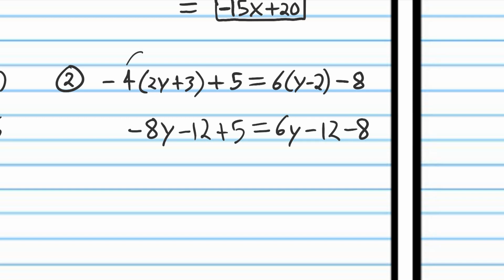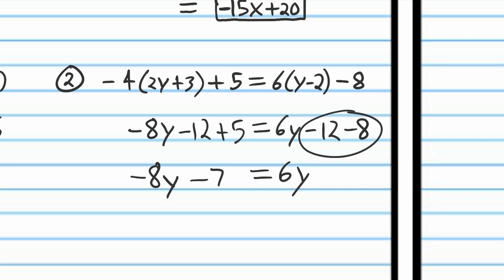So again, I did -4 times 2y is -8y. -4 times +3 is -12. And same thing over here. That's the distributive rule. So now we need to simplify. -12 plus 5 is -7. And -12 minus 8 is -20.